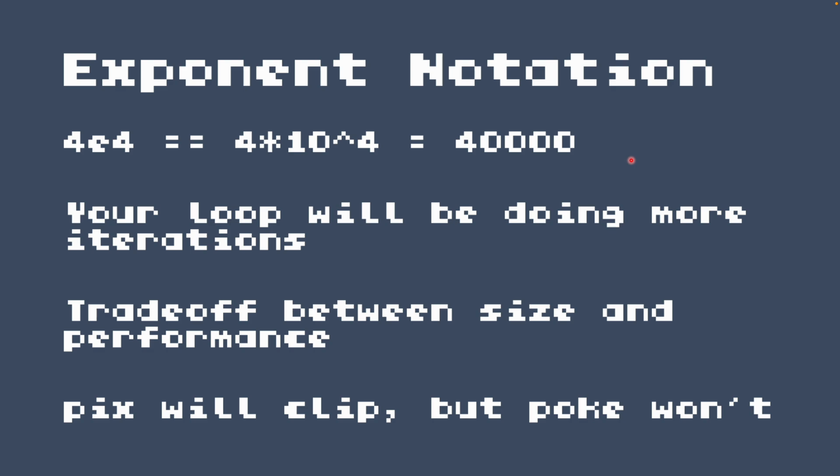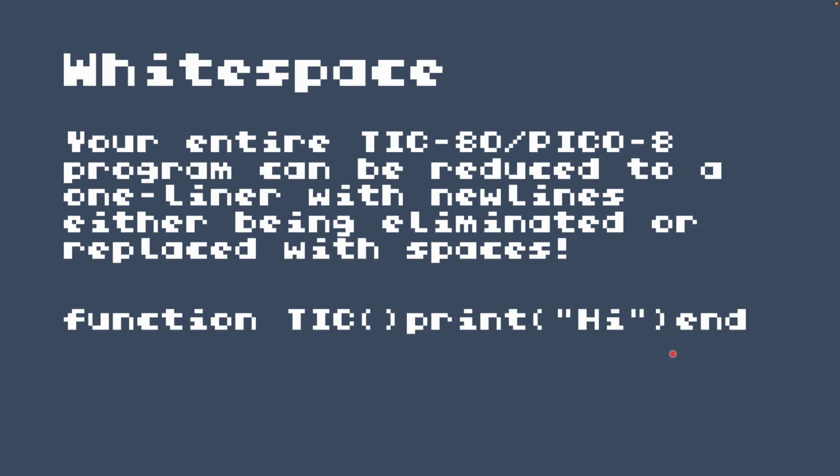And if you're using pix, that will clip, but if you're using poke, it won't. So you may access some memory outside of the screen.